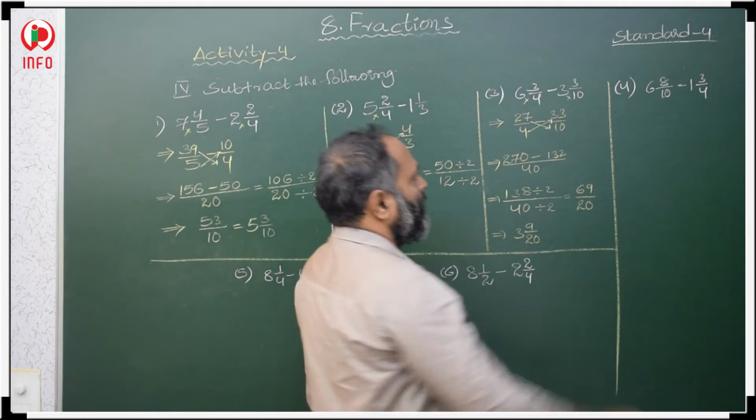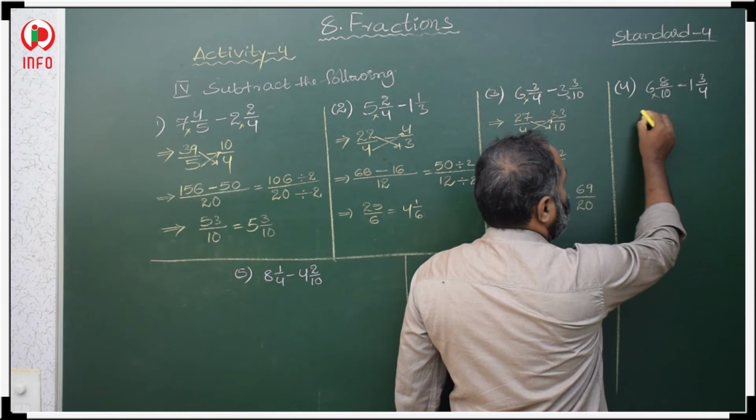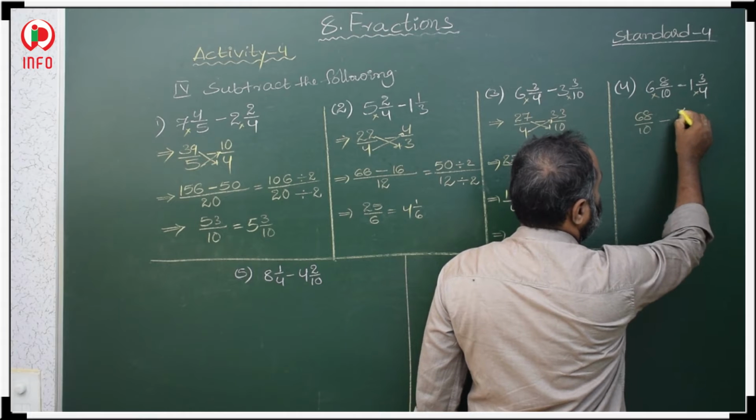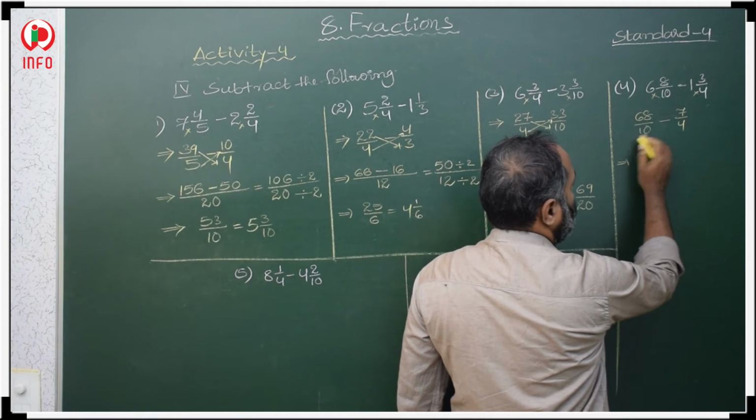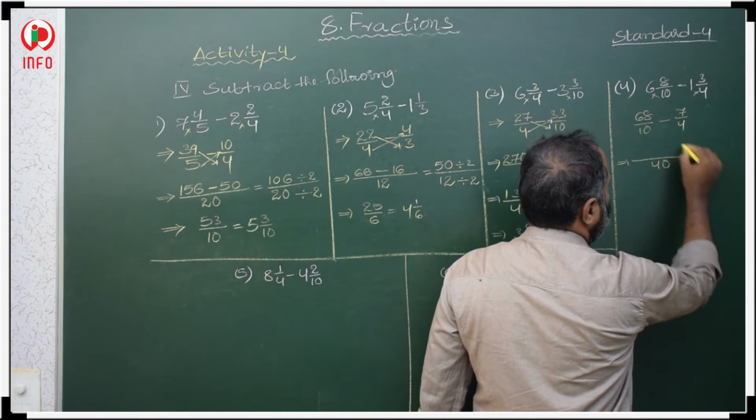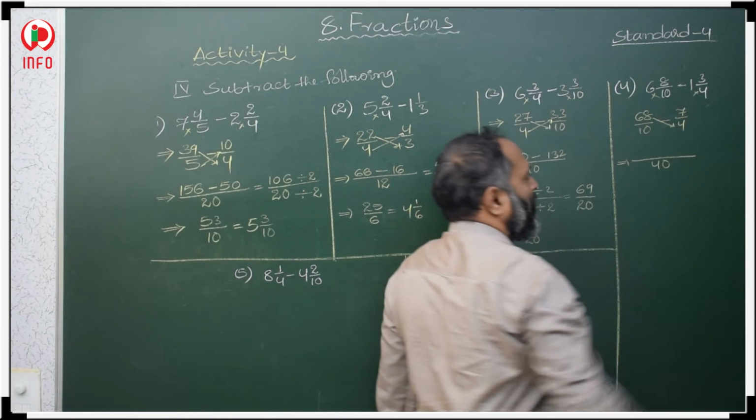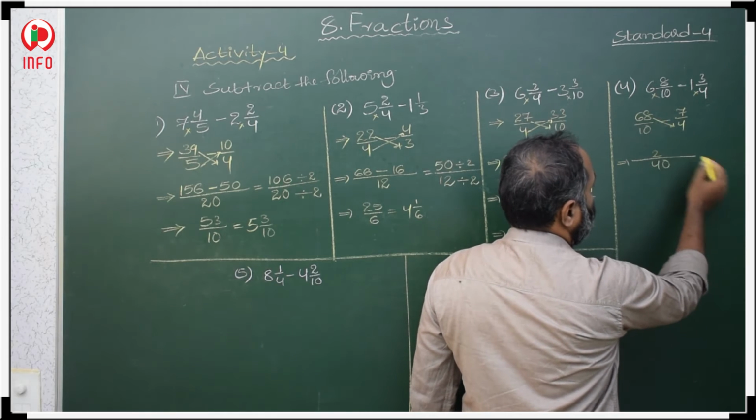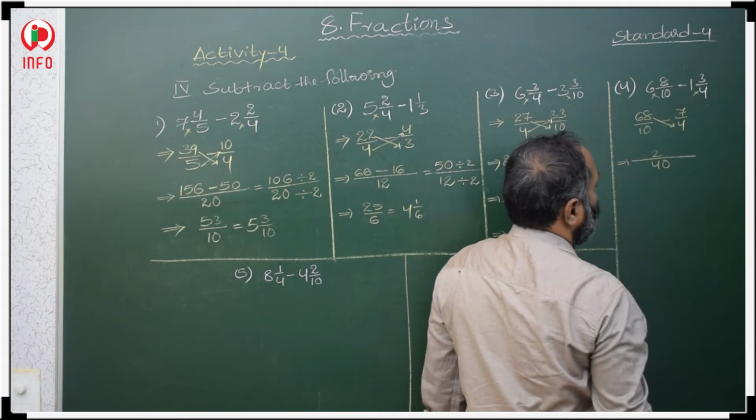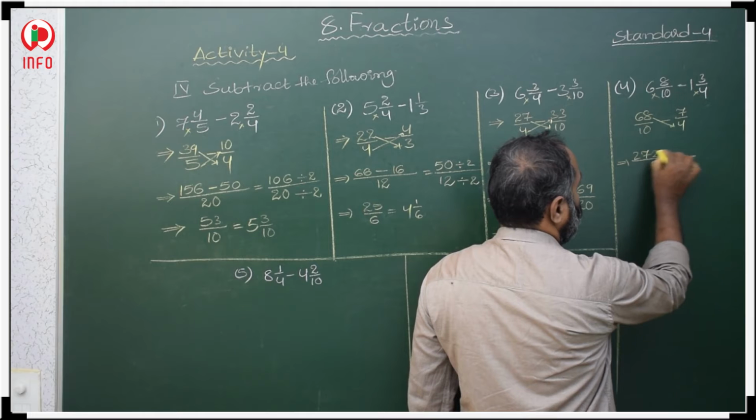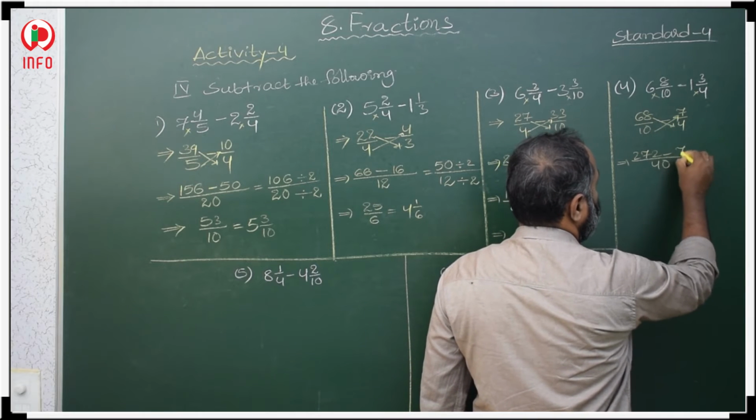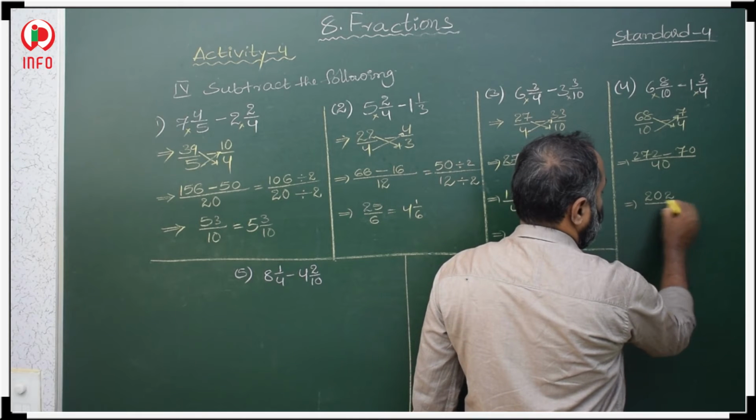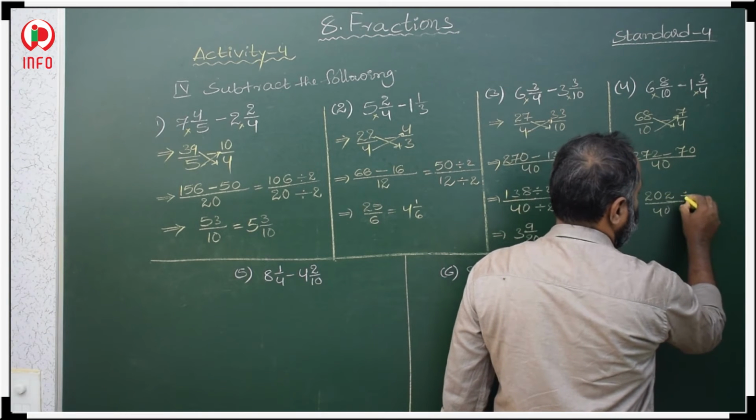Now this we have to multiply. 6 10s are 60, 60 plus 8, 68 by 10, minus 1 4s are 4, 4 plus 3, 7 by 4. Then after that we have to multiply. 10 4s are 40. Then first fraction numerator with second fraction denominator. 68 4s are 272. Next 10 7s are 70. Then 202 by 40. These two are even numbers, divisible by 2.